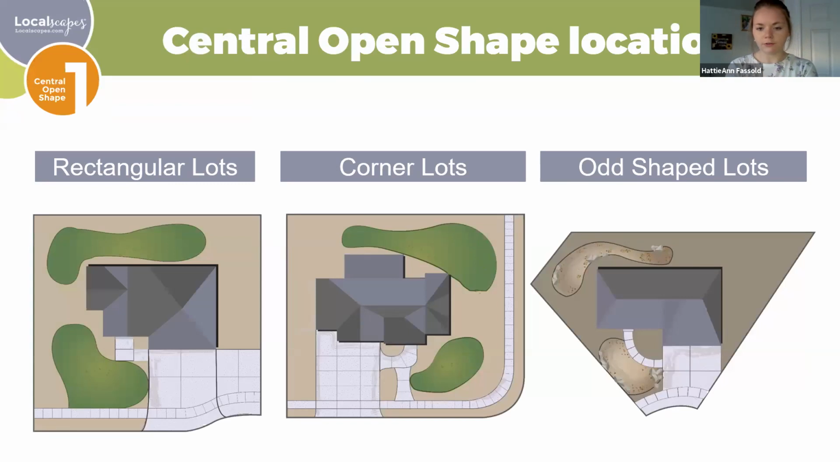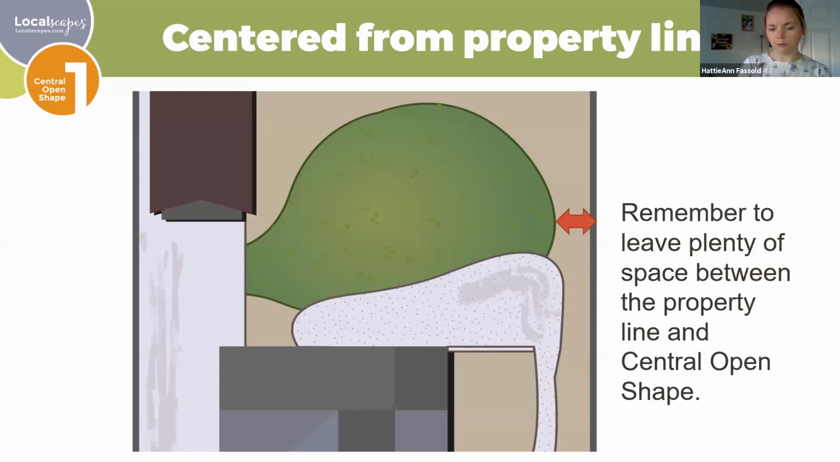Again, we have different size lots, and I'll show you all the examples that I've made with these. We have the regular rectangular lots, corner lots, and then odd shaped ones. Remember to leave plenty of space between the property line and the central open shape. You don't want your central open shape going up to the fence, especially in the backyard. If it lines up with your sidewalk in the front yard, I've seen a lot of examples like that, and that's usually totally fine. But in the backyard, you want to make sure there's enough space that you can put plants in there.